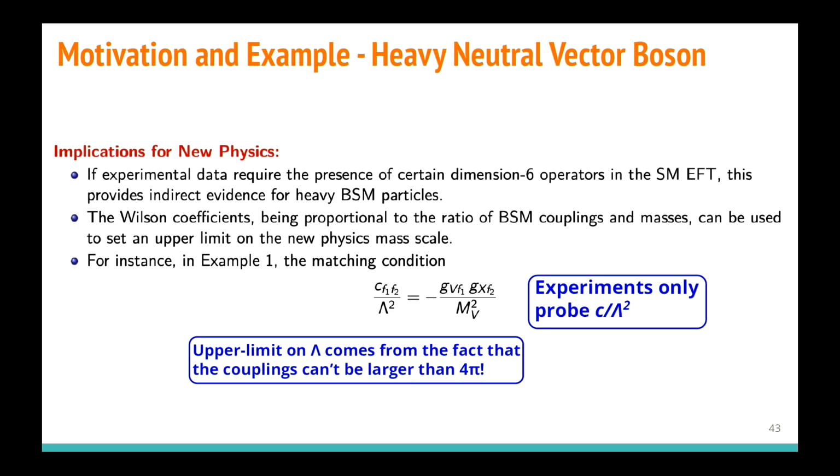So experiments will only be probing C over lambda squared, and the upper limit on lambda would come from the fact that these couplings cannot be larger than 4 pi. So that is the upper limit that we will be getting.